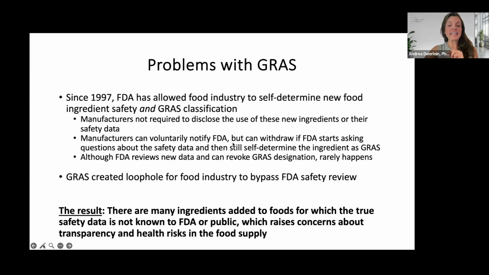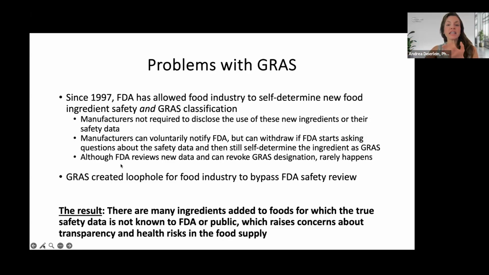However, let's say they do voluntarily notify the FDA. They say, hey, we've got this new ingredient, we think it falls under this GRAS category. If the FDA even starts asking questions when they're reviewing the food manufacturer's safety data, the food manufacturer can still basically take it back, right? Say, okay, never mind, we're not going to notify you anymore about this. And they can still then go ahead with self-determining the ingredient as GRAS and putting it into our foods.